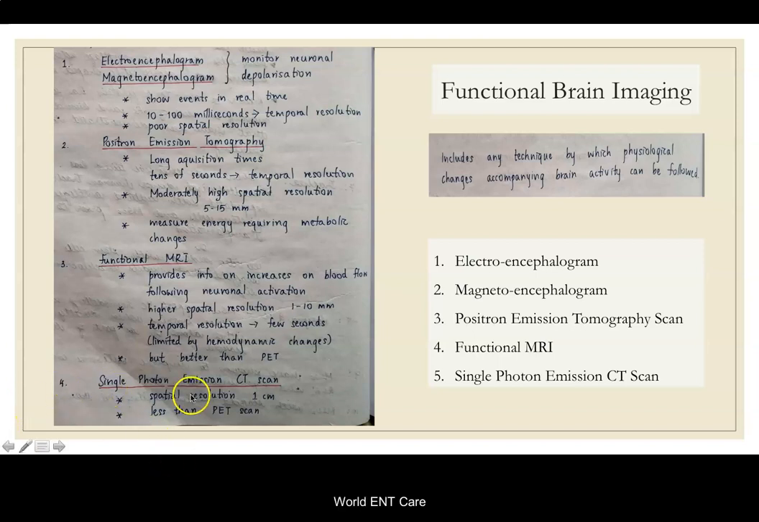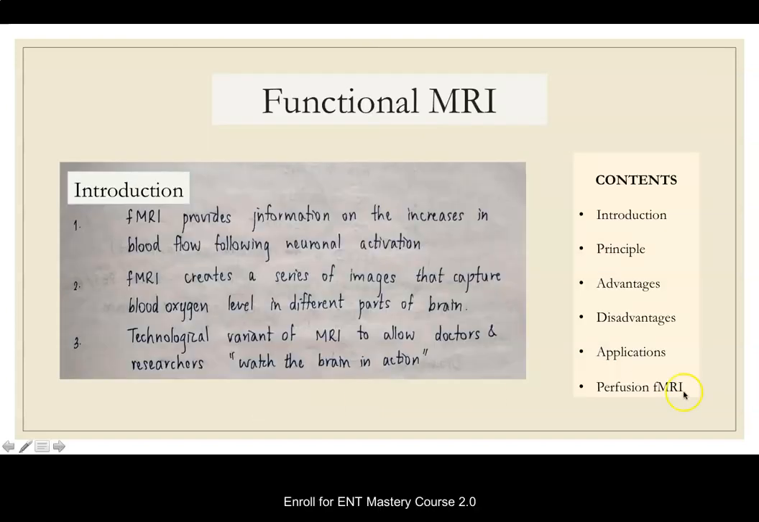Moving to the last thing, single photon emission CT scan. It has a spatial resolution of 10 millimeters or 1 centimeter, which is a little less than the PET scan. So now we are going to deal with functional MRI and PET scan in detail in this instructional video. Moving to functional MRI, we shall be discussing it under Introduction, Principles, Advantages, Disadvantages, Applications, and a special case of perfusion functional MRI.